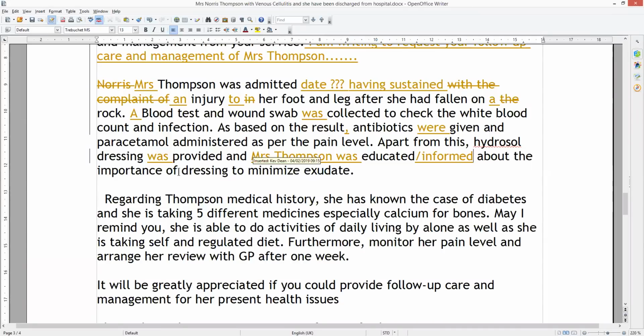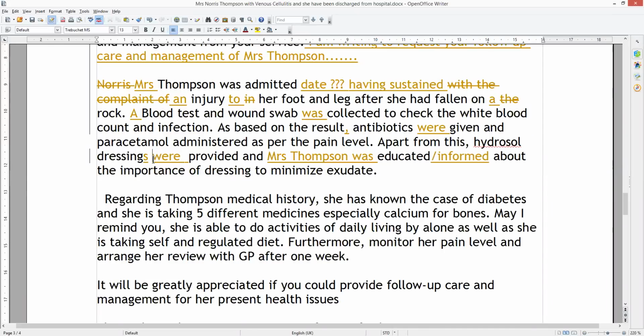about the importance of dressing. What about it? Of keeping the dressing dry, keeping the dressing clean. Hydrosol dress. Oh, hang on. Article. A hydrosol dressing or dressings. All right. And dressings were provided. But to make it passive, we have to have be. All right. Hydrosol dressings were provided. Mrs. Thompson was educated and informed about the importance of dressing what? I mean, keeping it dry, keeping it clean. I don't know. To minimize exudate.